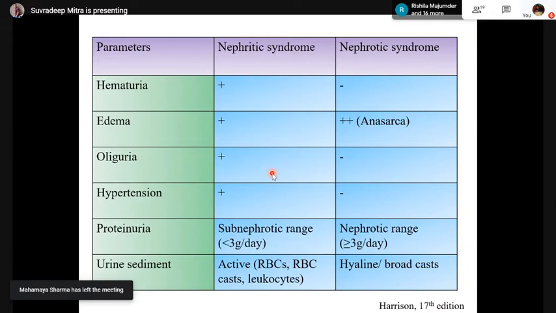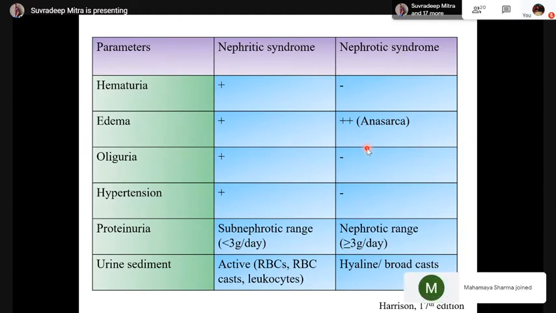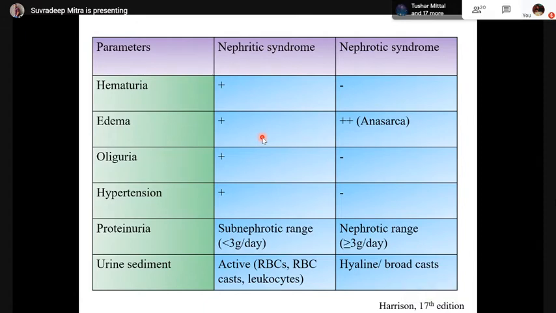What is the difference between nephritic and nephrotic syndrome? Obviously, you know that there is a strict definition of nephrotic syndrome, which we have discussed. In nephritic syndrome, we tend to see hematuria, oliguria, and hypertension, which are absent in nephrotic syndrome. The edema in nephrotic syndrome is more generalized, whereas in nephritic syndrome it is usually not that extensive, but it's not really watertight. Then obviously in nephritic syndrome, the proteinuria is of subnephrotic range, which is of nephrotic range in nephrotic syndrome.